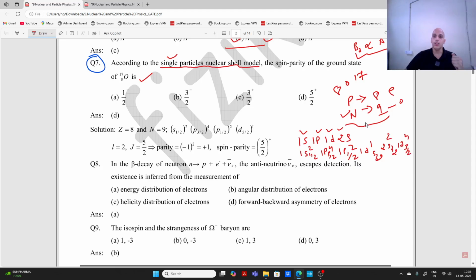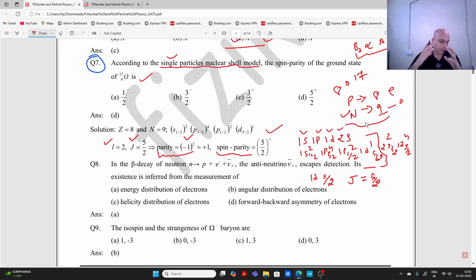2 and 4. So our configuration is up to this point. It means the last nucleon is going into the shell 1d 5/2. So J is equal to 5/2. Very simple. You can see here, right? The spin is equal to 5/2, and for d, L is equal to 2. So parity is equal to (-1) power L, so it is positive. So spin parity is equal to this, right?